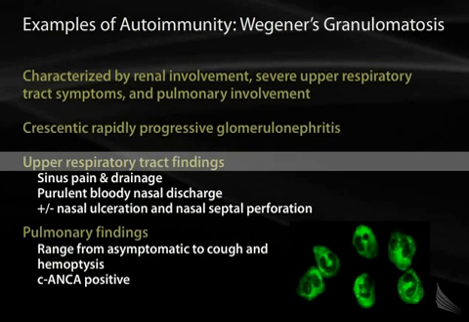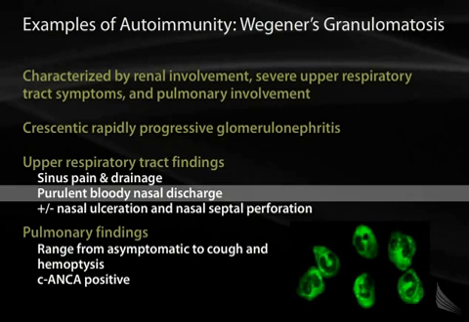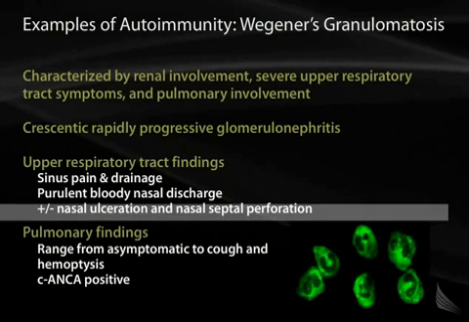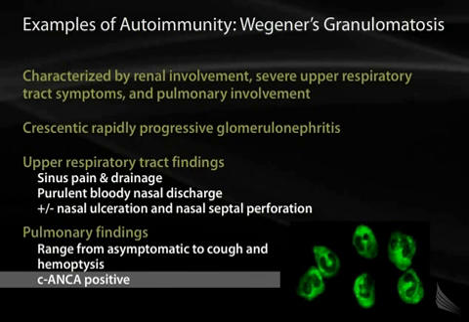In the upper respiratory tract, these patients will come in with a variety of different symptoms. They can vary from sinus pain and drainage to purulent bloody nasal discharge, all the way to nasal ulceration and nasal septal perforation, which may or may not include the palate. Pulmonary findings can range from asymptomatic to cough and hemoptysis. One of the diagnostics that we use to diagnose Wegener's granulomatosis is the presence of C-ANCA antibody. So here we see this immunofluorescence stain. This is immunofluorescence staining for C-ANCA, and that is diagnostic for Wegener's granulomatosis.